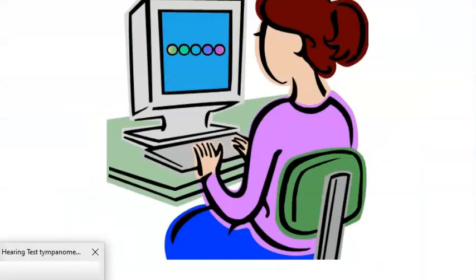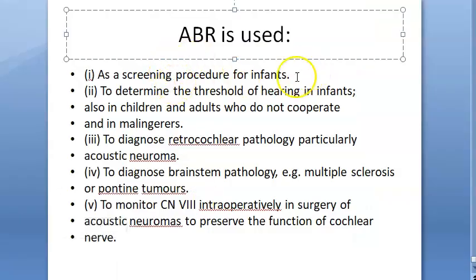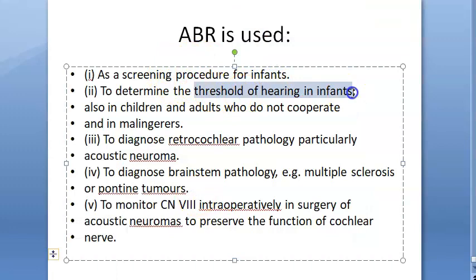Where will you use this, guys? This procedure you can use for children, for infants actually. Threshold of hearing in infants and children, and in adults who you think are lying, in them also you can do this, right? Because it's an objective test. You can diagnose retrocochlear pathology, behind the cochlea, if there's any pathology. You can know if there's some brainstem pathology. Then basically when you're doing some surgery, you can monitor the 8th cranial nerve intraoperatively, in surgery during acoustic neuroma, to preserve the cochlear nerve.